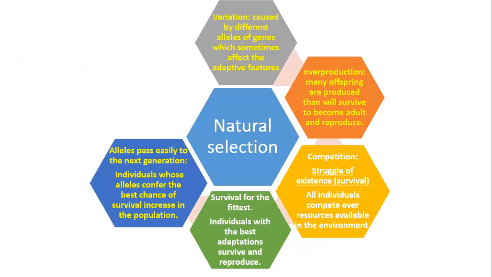Okay, so what are the characteristics or the steps of natural selection? First, there is always a variation in any species. So, why do we have variations? Because we have different alleles of the genes. Accordingly, those variations affect the adaptive features. Some alleles or some variations or some traits will be more adaptive in the environment while others will not.